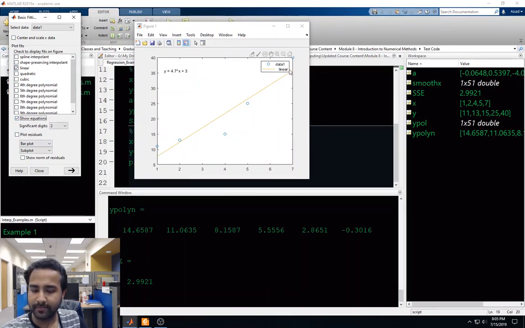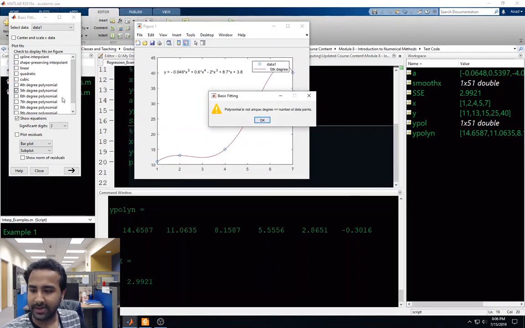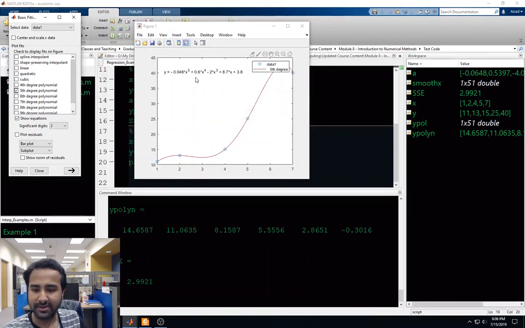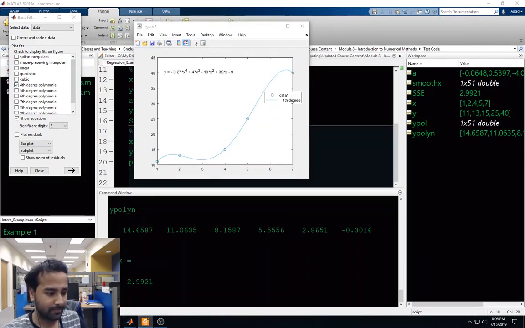So in this line right here, it's 4.7x plus 3, but clearly this is not the best based off just looks. So we can also do a quadratic fit and see how that works. You can also do a cubic. Let me bring back the equation. You can also do a fourth order polynomial. And if we try to go for a higher degree polynomial than we have data points for, it says the polynomial is not unique. The degree is greater than the number of data points. So you can't really trust this equation because you have fewer data points than are needed to actually fit this equation. So let's go back to the fourth order.